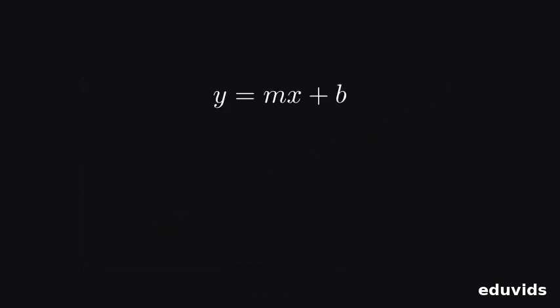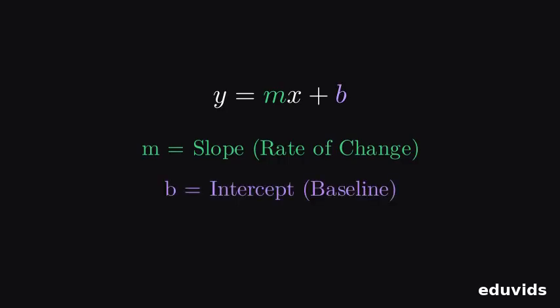The standard equation for that line is y equals mx plus b, where x is size and y is price. M is the slope, telling how many dollars the price rises when size grows by 1 square foot. B is the intercept, the price the line would predict for a house of size 0, a starting value.